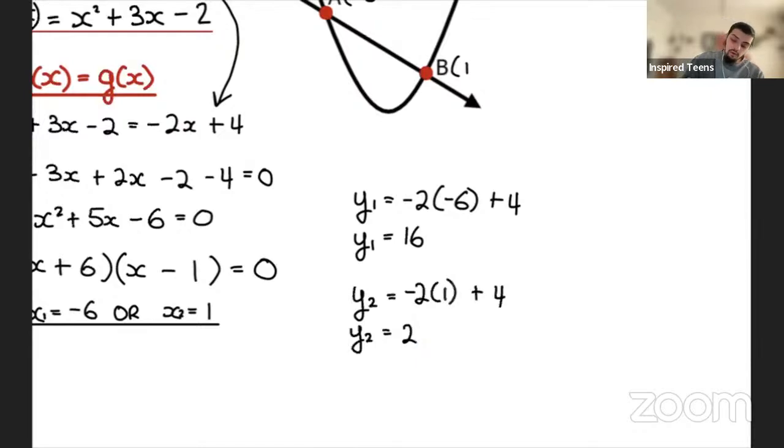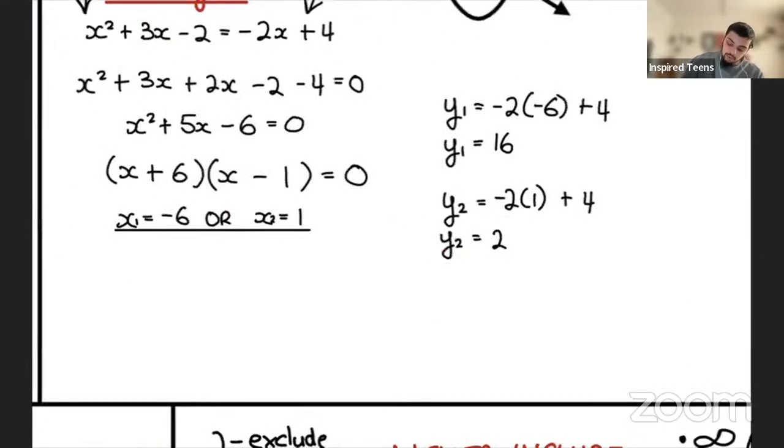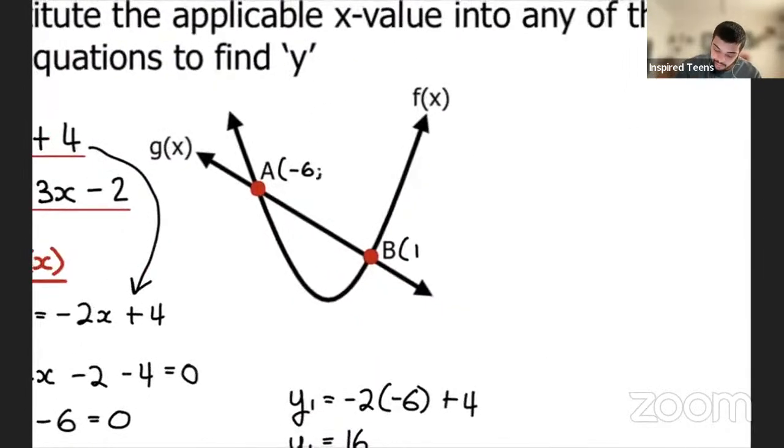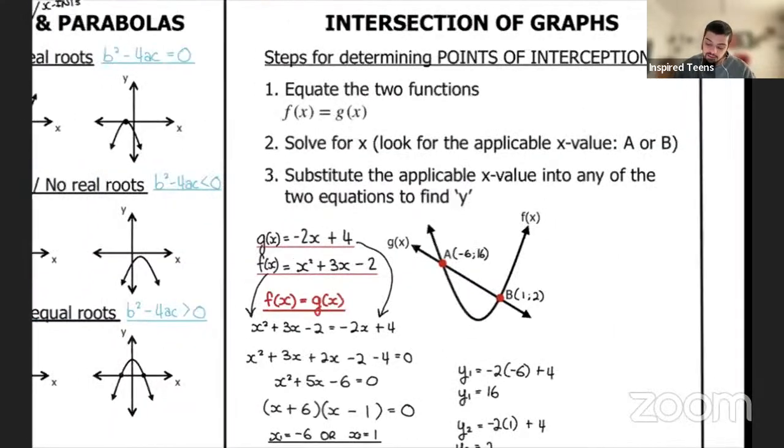Okay, so to form the coordinates, we chose x1 for A, so we can say that A's coordinates are -6 and 16, and B's coordinates are 1 and 2. So let's fill that in here. This is going to be 16, and this is going to be 2. You'll see it also makes sense, because obviously 16 has to be higher than 2, and that's why it makes sense that this was 16. Okay, and that's how we solve for the intersection of graphs.